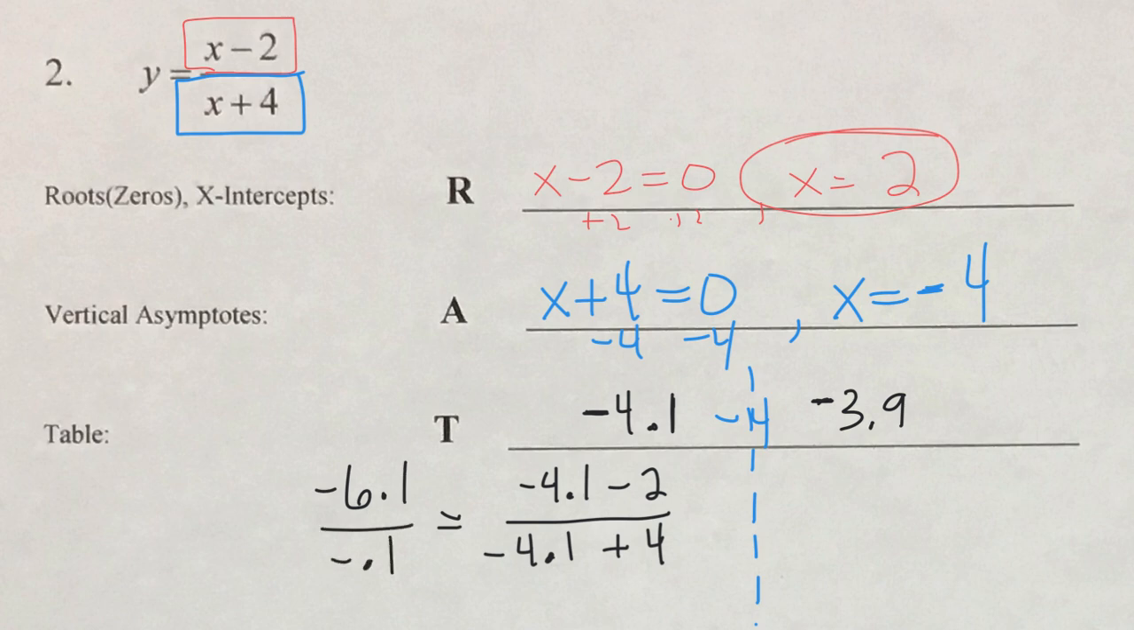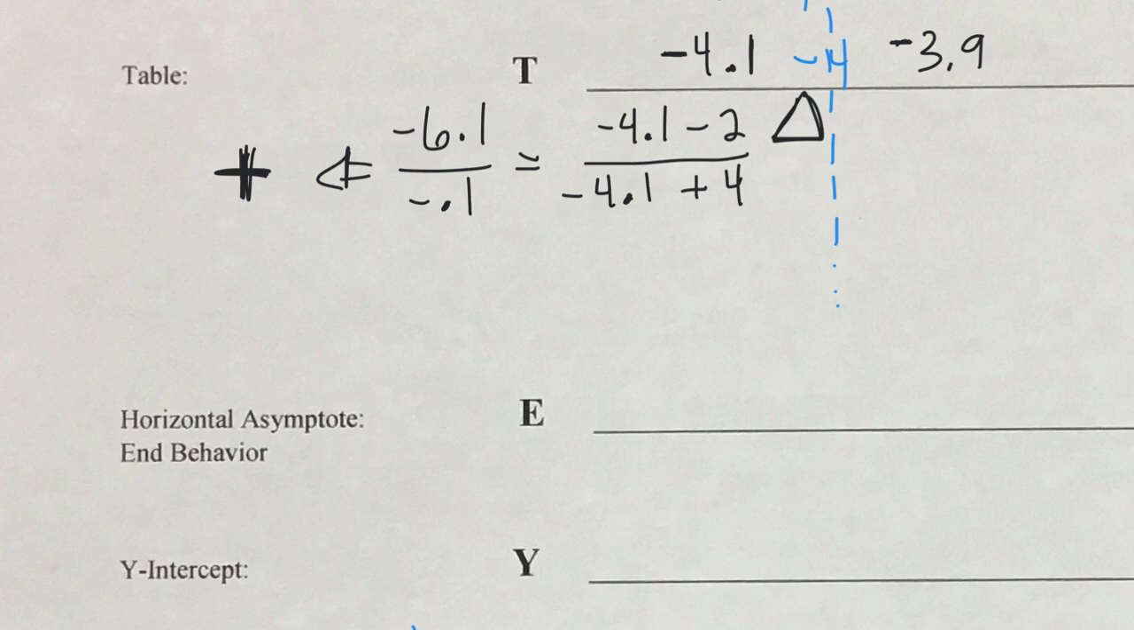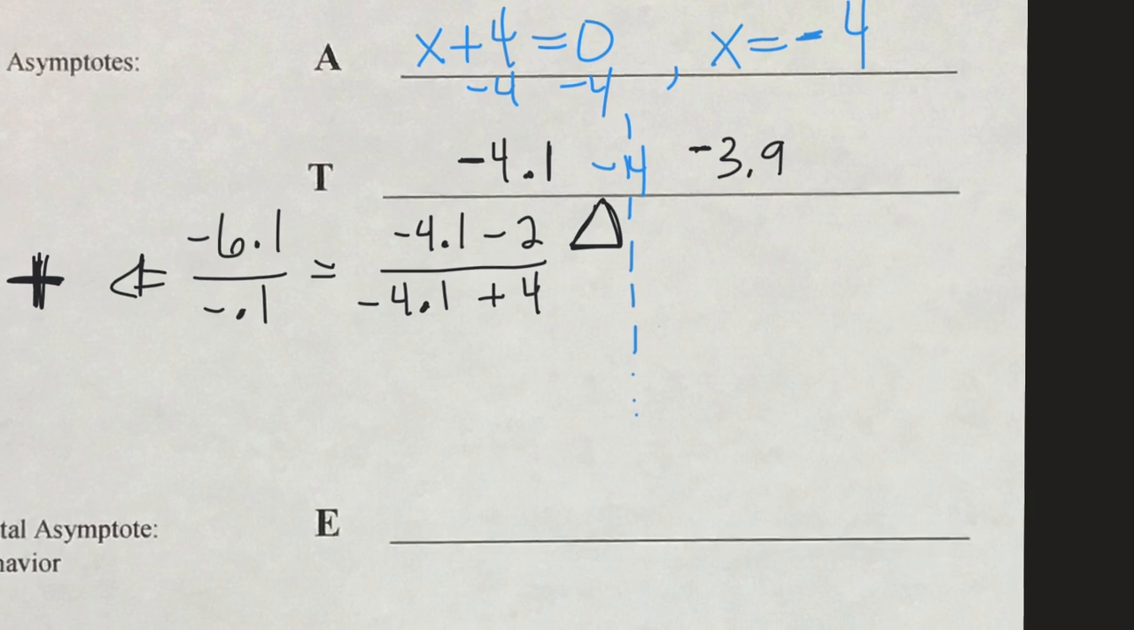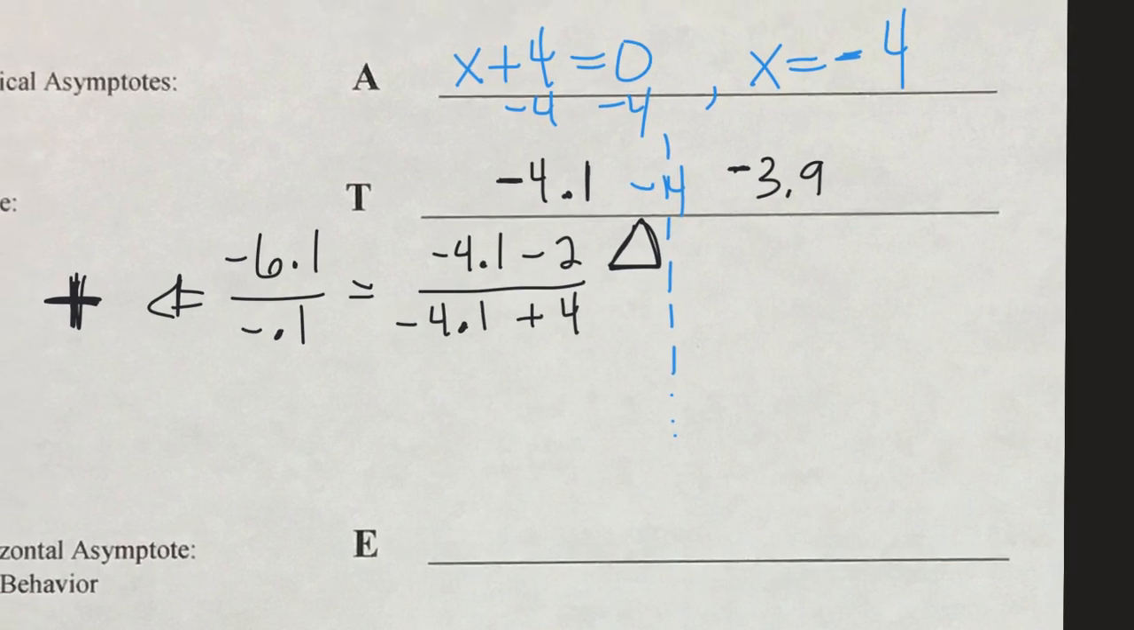Okay, so in my brain, what is a negative divided by a negative? It's a positive value. Yes, it's positive 61, but it's positive. So on the left side of my asymptote, my graph goes up, which is what I need, right? That's the important part, is the graph goes up. And then I do the same thing for negative 3.9.